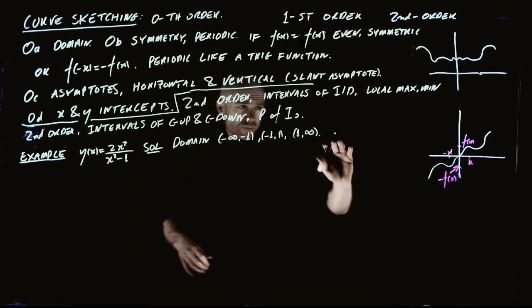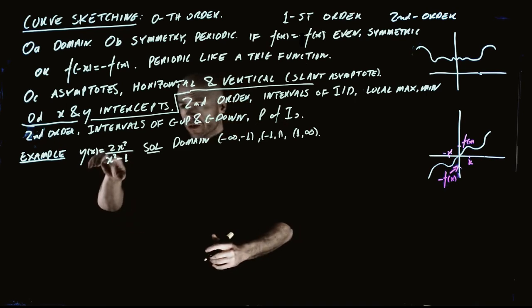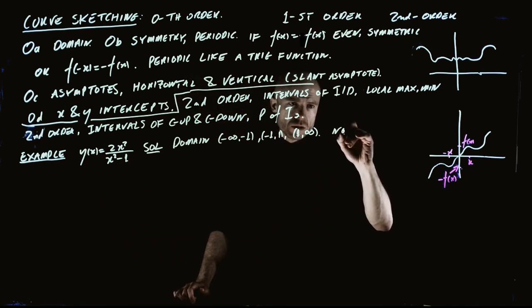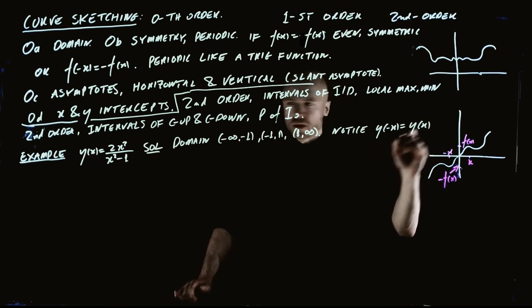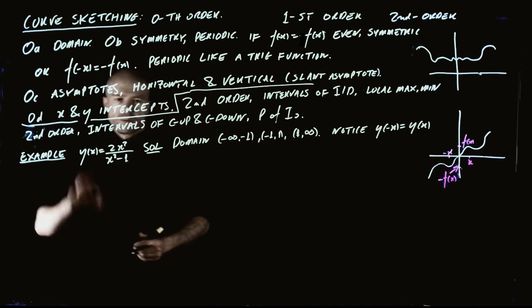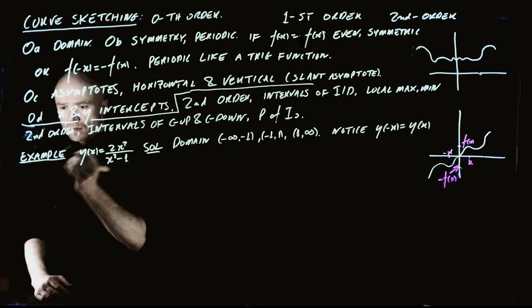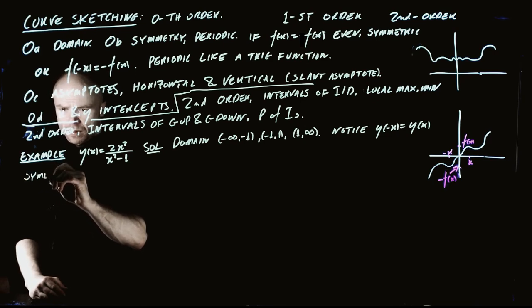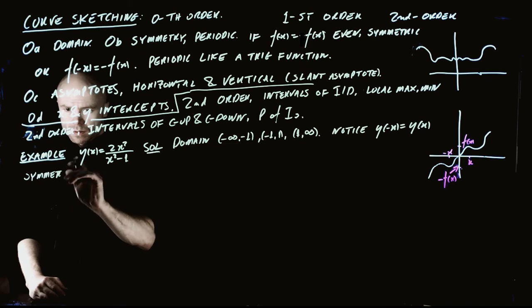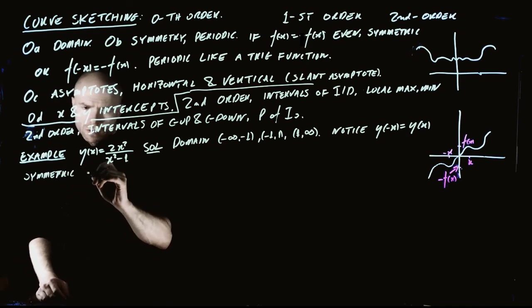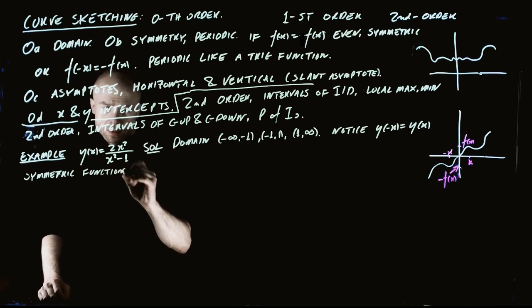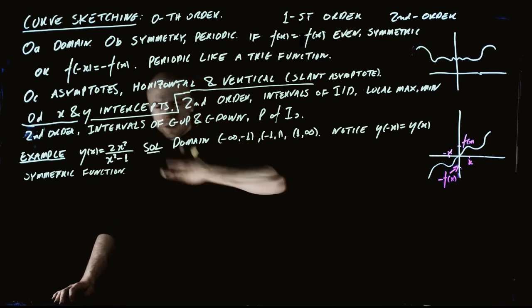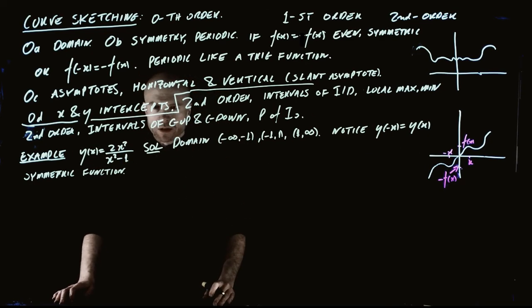Then what? Well, I want to see if there's any symmetry. So if we look at this guy, notice y of minus x equals y of x, because the x squared doesn't notice if we have x or minus x. So it's a symmetric function. So we only have to think about either the positive numbers or the negative numbers, and then we can just copy it across the y-axis. Okay, symmetric function. Now let's think about the intercepts.